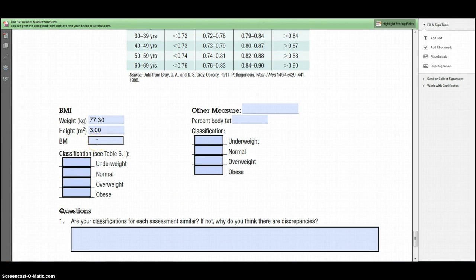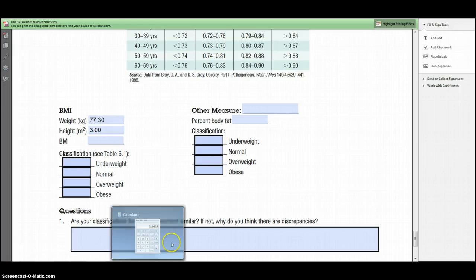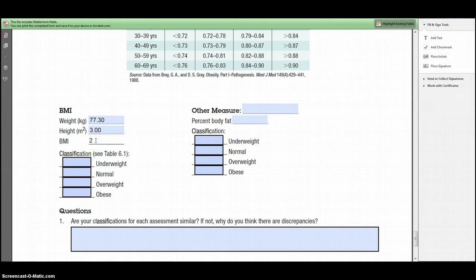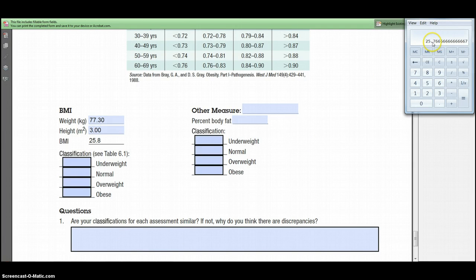Okay, so BMI is representative of your weight in kilograms divided by your height in meters squared. So I can pull this up here. Clear that off. I'm going to add, again, my weight in kilograms, 77.3, and I will divide that by my height in meters squared. For me, that is 3. And I end up with 25.8. And you can see that here, 25.8.